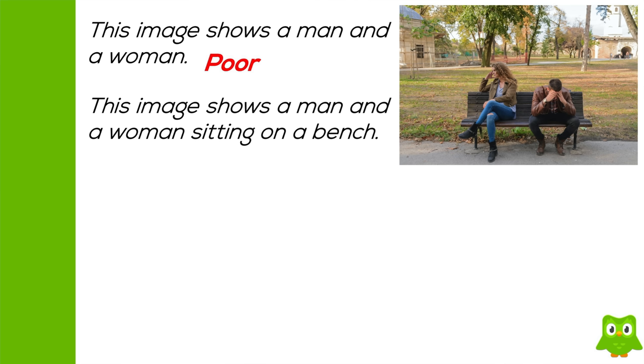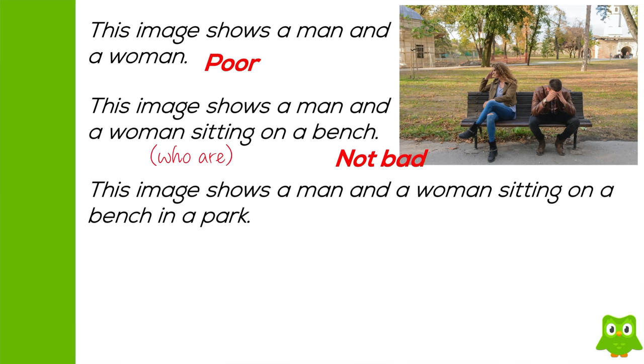Next example, this image shows a man and a woman sitting on a bench. Is this good? Well, this is not bad. This, of course, includes more detail, sitting on a bench, and this is considered a complex sentence. We actually call this a reduced relative clause. In its full form, you can say, this image shows a man and a woman who are sitting on a bench. So this sentence gives more detail and it's not bad, but I still think you can do better.